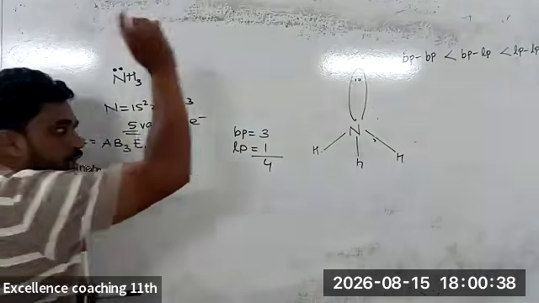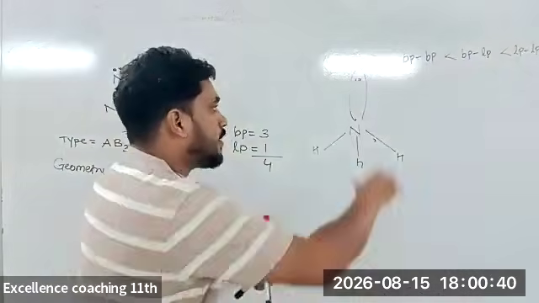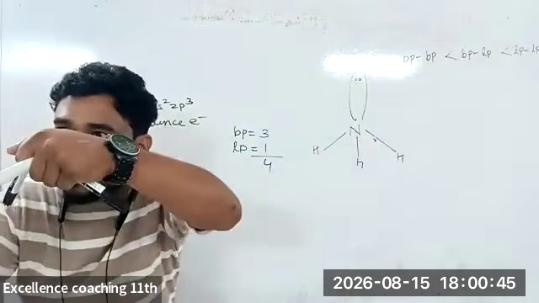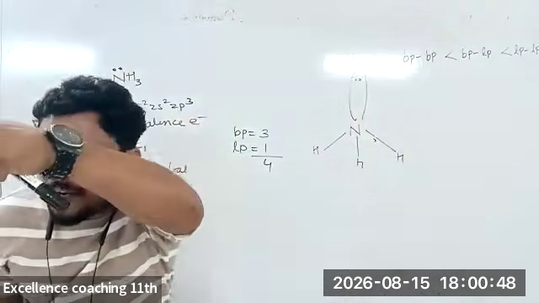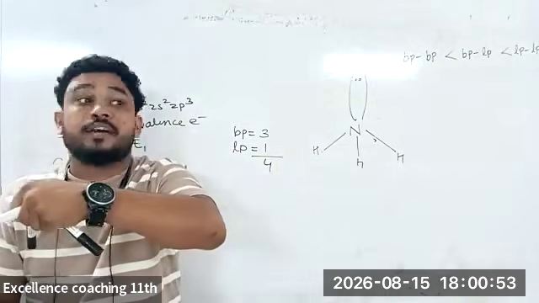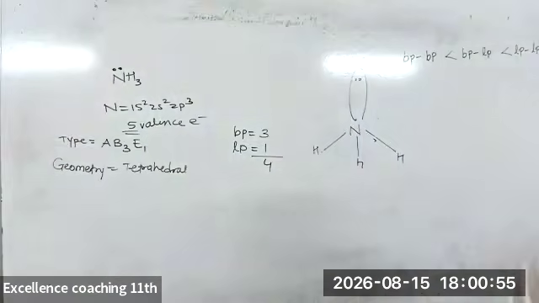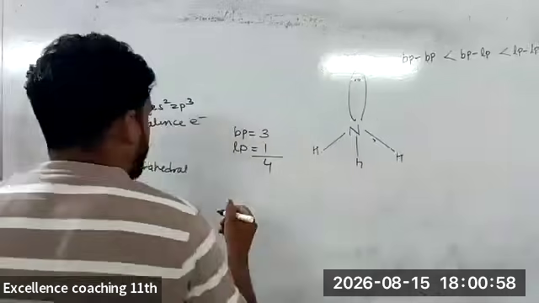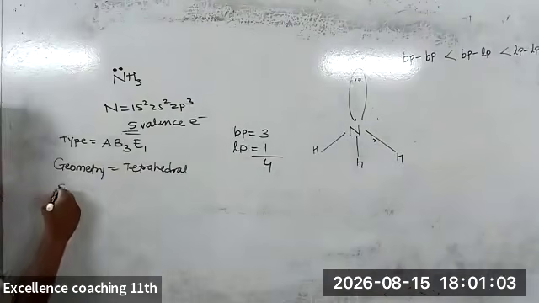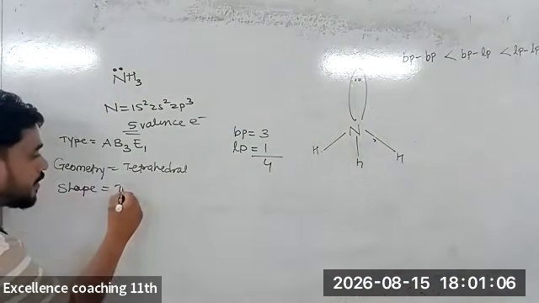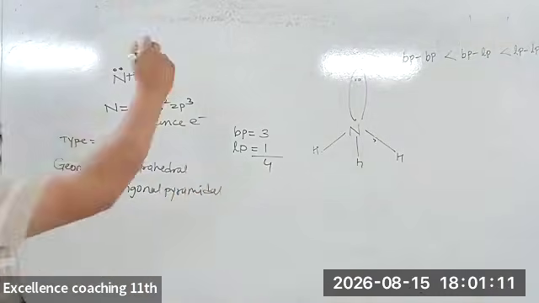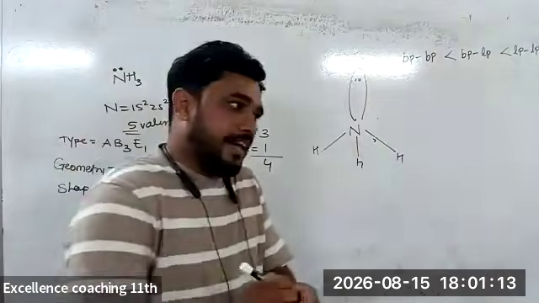Write the type. Geometrically, we have drawn the geometry. Now while writing the shape, hide whom? The lone pair. If I remove the lone pair, does it look like a trigonal pyramidal? The shape here is trigonal pyramidal. This is the first example.